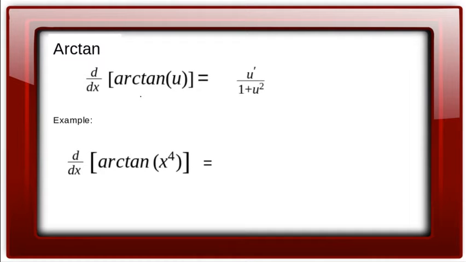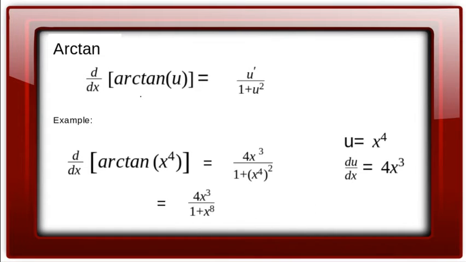Example of this is the derivative of ArcTan x to the fourth. Same thing, u equals x to the fourth, du equals 4x to the third. Plug it into the formula, you have 4x to the third over 1 plus x to the fourth squared, which equals 4x to the third over 1 plus x to the eighth. We'll now take a good look at a multiple choice example.